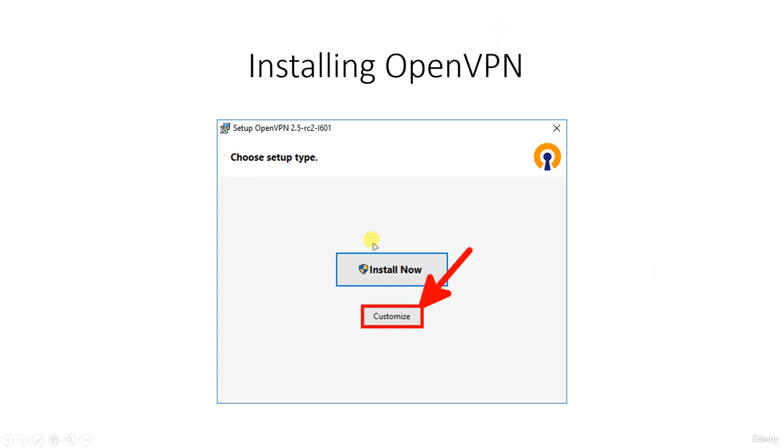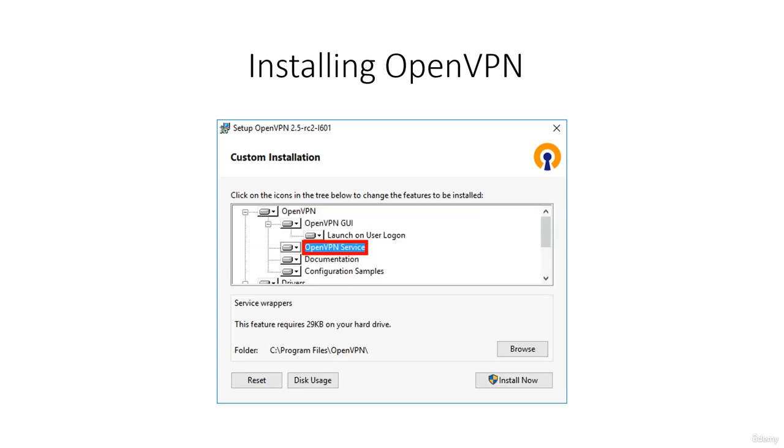You don't need to click install, you need to click customize, because you need to customize something in our OpenVPN service. If you want to use OpenVPN as a server, we need to choose customize, otherwise you cannot use OpenVPN as a server. Then click this OpenVPN service, because we need to enable the OpenVPN service in order to make it work at boot.